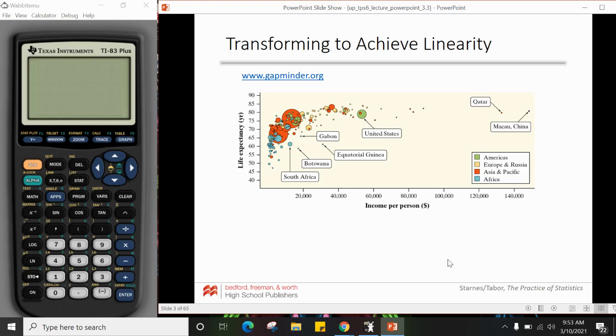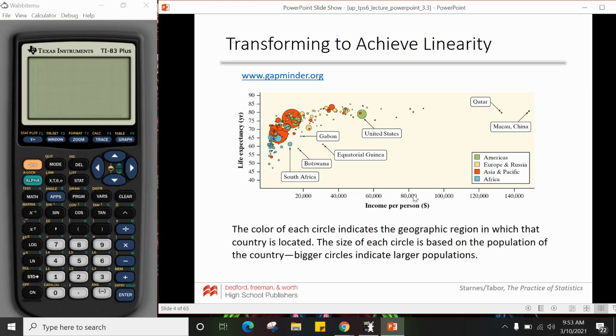This is kind of a graph of a bunch of things. The colors of each circle represent the geographical region. The size of each circle is the population. And then obviously the x-axis is how much money they make per person, and the y-axis is the life expectancy of people there.